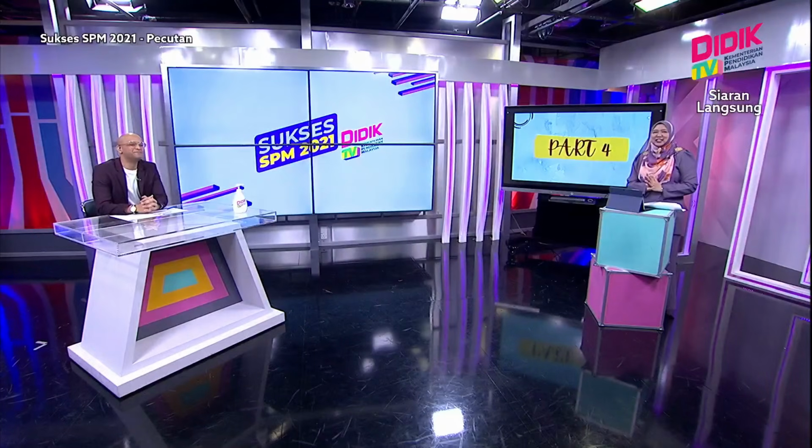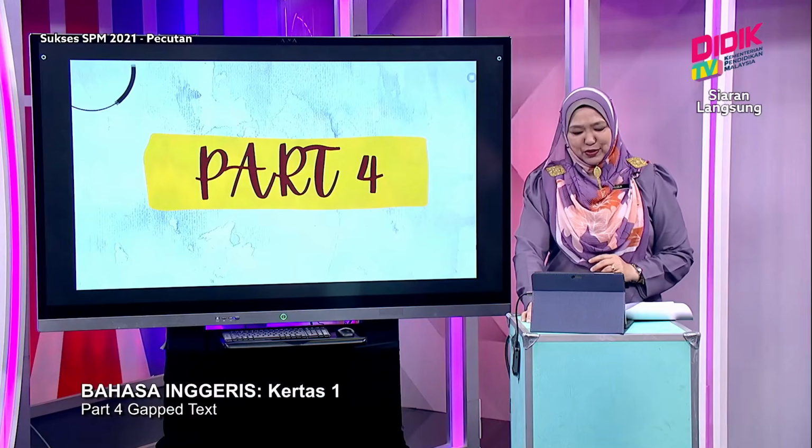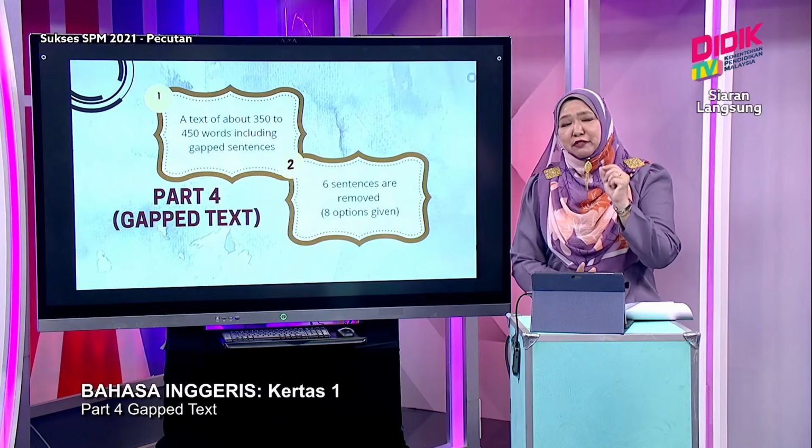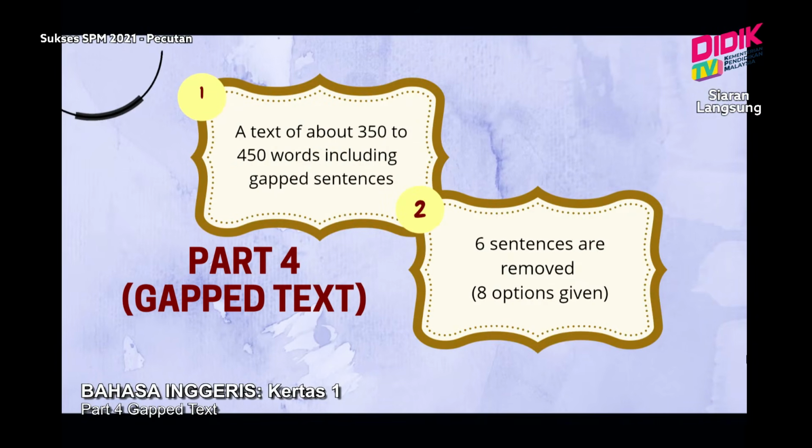Thank you, Sean. Okay, so we have gone through part 1, part 2 and part 3. Now we are going to part 4. So what is in part 4? In part 4, you will be given a text of about 350 to 400 words, including the gapped sentences. What are gapped sentences? 6 sentences are removed from the text.